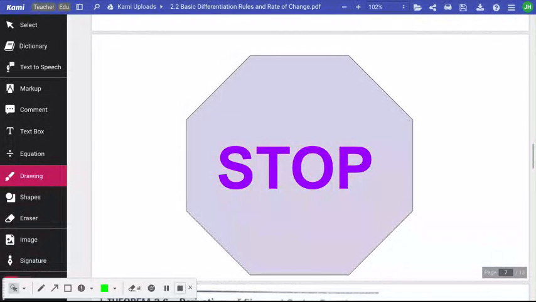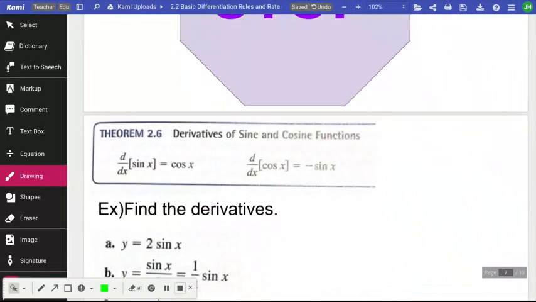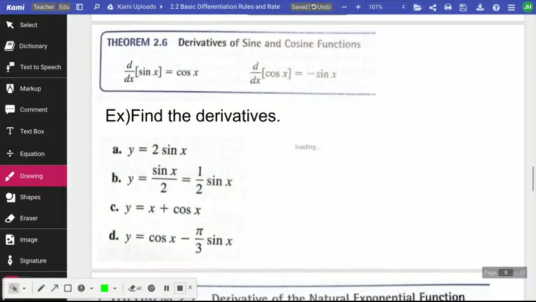Okay, so on to 2.2 part 2. We did part 1 on Monday. All right, so we're going to move into things that are not just single terms with exponents and coefficients. We're doing sine and cosine. It's a matter of memorization that you're going to have to do.